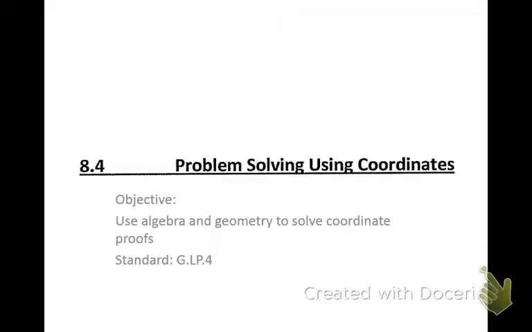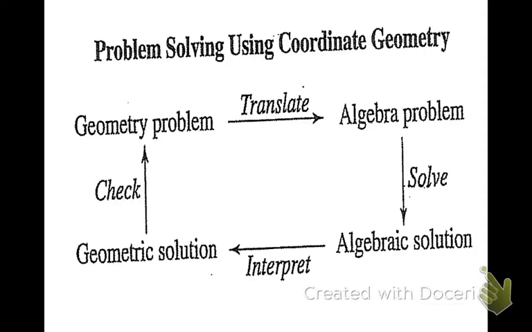So we're going to use problem solving to use coordinates. Our objective is to use algebra and geometry to solve coordinate proofs. This is a chart explaining how the algebra and geometry work together to solve the problem.